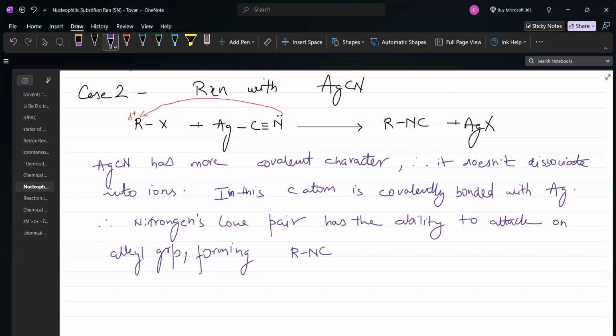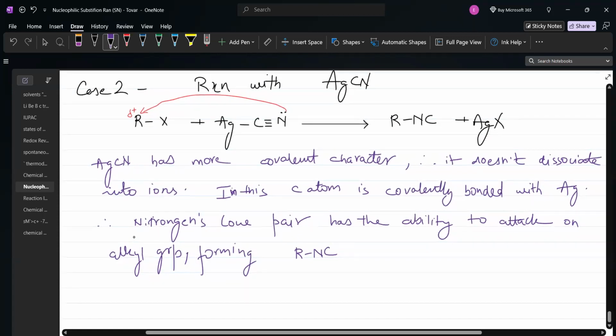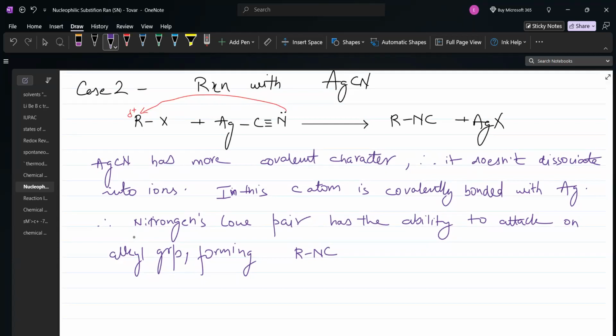Just let me know when you are done. Done, ji. Not yet. Well done. So did you understand? Here nitrogen has the lone pair, which is not busy making covalent bonds, so it is attacking the alkyl group and thus forming RNC.